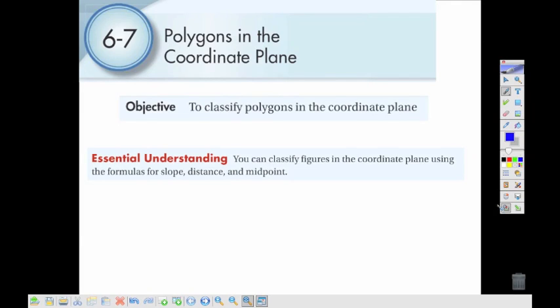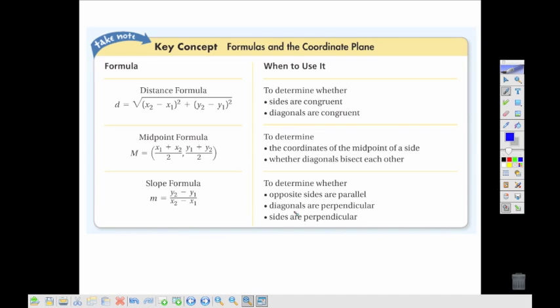This section looks at classifying polygons when we see them in the coordinate plane. And so we want to decide what they are, mostly based on the slope formula, the distance formula, and the midpoint formula. So these, again, are a review of the formulas that we have learned in Algebra 1.